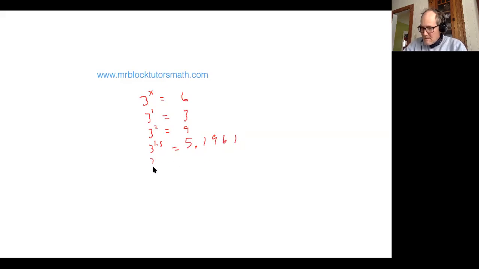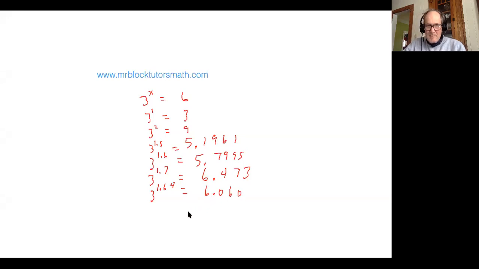We could get closer. We could say 3 to the 1.6. Just guess and try, and we get 5.7995. We could try 3 to the 1.7, and we'd go over, 6.473. Maybe we'd settle on 3 to the 1.64, and we'd get 6.060. Now you could put that into your calculator, but it's kind of a long situation. Here's how we use logarithms to solve that problem.